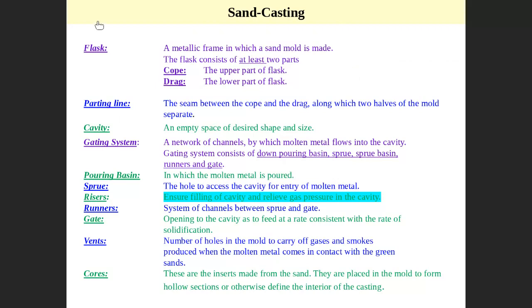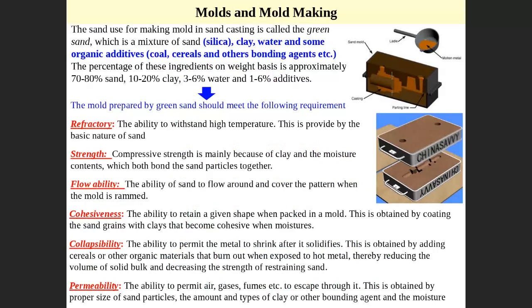What we were just discussing is written here. This is a flask. This is a parting line between cope and drag. This is a cavity. This is a gating system. This is a pouring basin. This is a sprue. This is a riser. This is a runner. This is a gate. This is a vent. This is a core. The items are written here. I already explained, but it is also written here. Then you can just read it later and see what that means. Right.